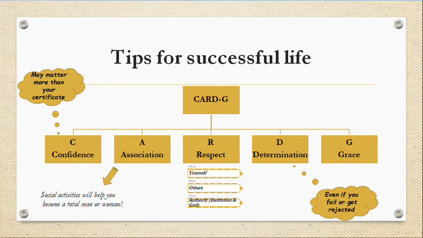Then your association, the association you make also matters a lot in your life. Associate with the right kind of persons, because that goes a long way telling who you are. Then respect yourself, respect others, respect the school authority, respect God, of course, and then determine that whatever happens, you will not give up. Determination is key to success, they tell us. Even if you fail or get rejected, don't give up. Determine to push on.